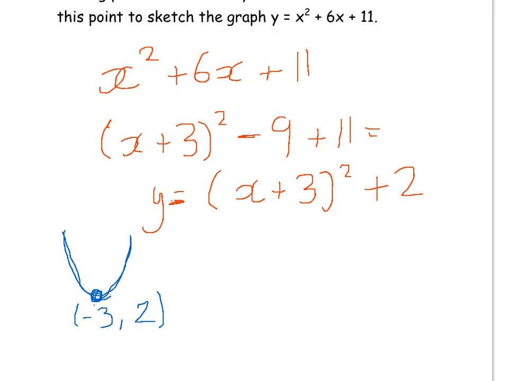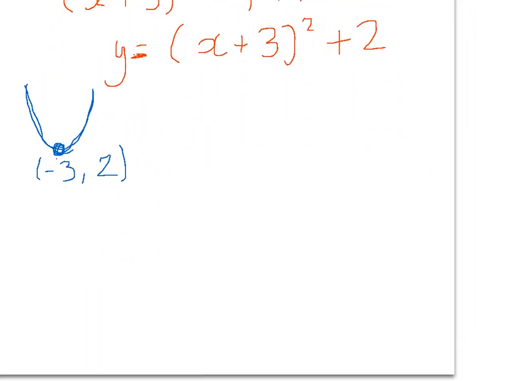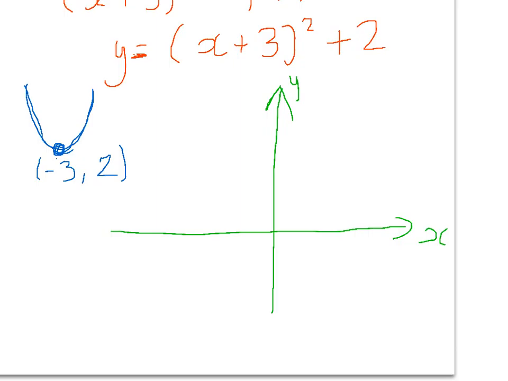Now let's just draw a better diagram, because we've actually got one more piece of information we know about this graph. So we've got a y, and we've got our x-axis. Okay, now as I said, the turning point is always at the minus of that, so the opposite sign of that, so minus 3, and the minimum point is going to be at 2, so that's the minimum point.